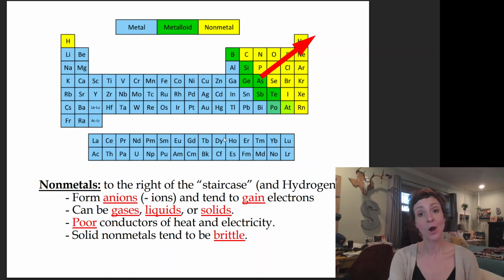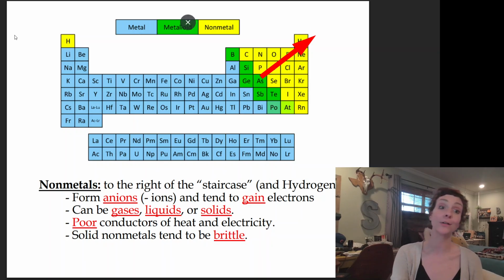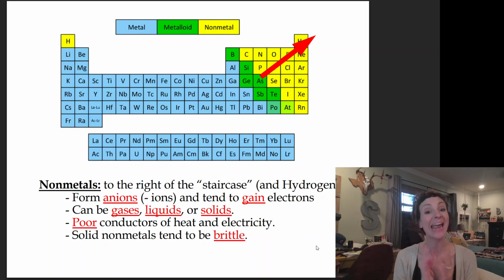My nonmetals are the ones up here to the right and up of this staircase, including hydrogen over there. My nonmetals form anions, which are negative ions, which gain electrons. My nonmetals can be gases, liquids, or even solids, but they are poor conductors of heat and electricity. And my solid nonmetals tend to be quite brittle.